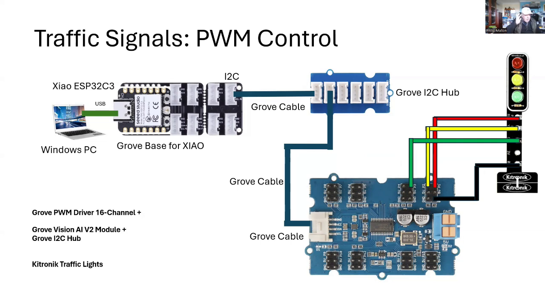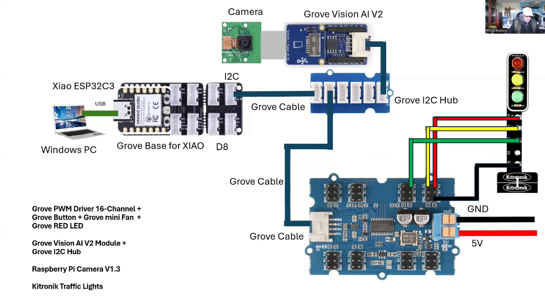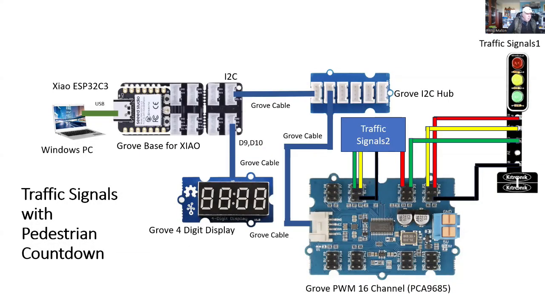And all of the other wires for our traffic signals are shown here, and we have a second unit. Just like the first set of traffic signals, we add an additional set, and we've now got 6 lights to control with our Grove pulse width modulation unit.